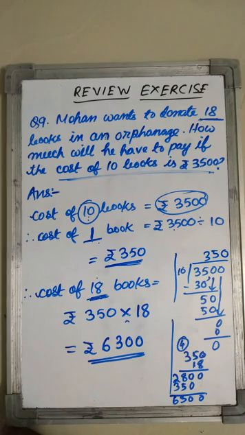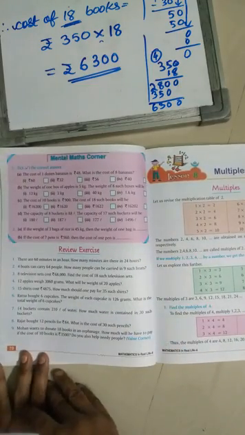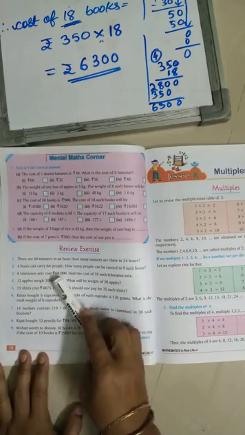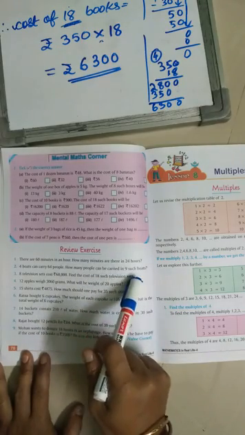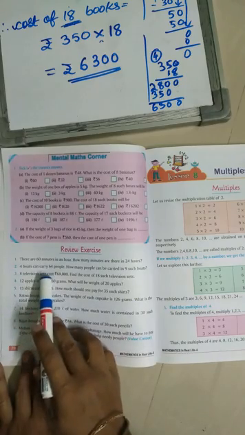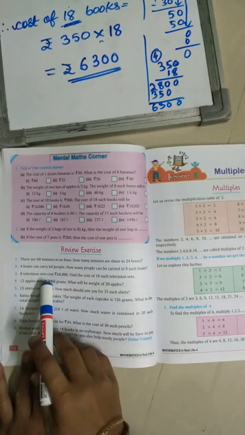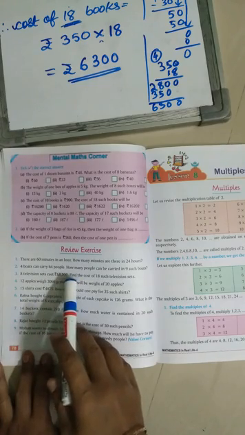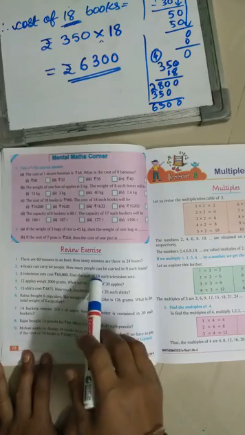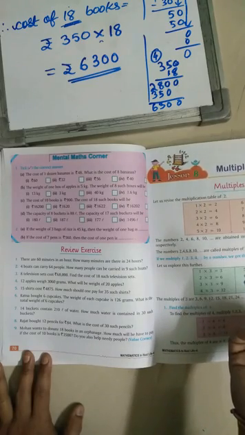I hope you will be able to solve the questions in the review exercise. I will explain how to solve the questions. Question number 3: 8 television sets cost rupees 68,000. Find the cost of 18 such television sets. 8 television sets cost 68,000. So you find the value of one television, then you multiply the result with 18, then you get the cost of 18 television sets.